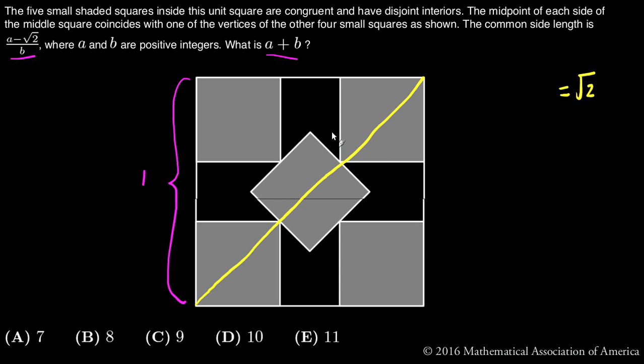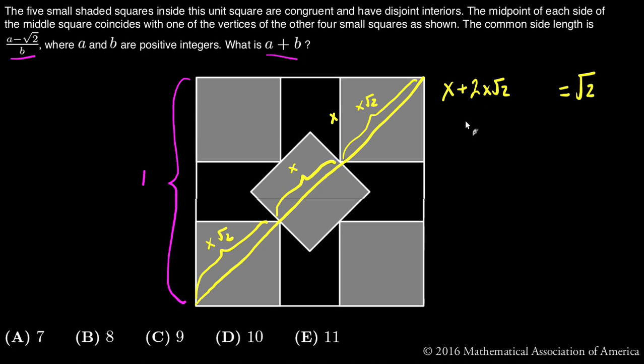And if each of these has, let's say, side length x, I know that this part right here is going to be x root 2. This part right here, since all these squares are congruent, will be x, and this part right here will also be x root 2. So I will end up having all these added together. So I have x plus 2x root 2 is equal to root 2.